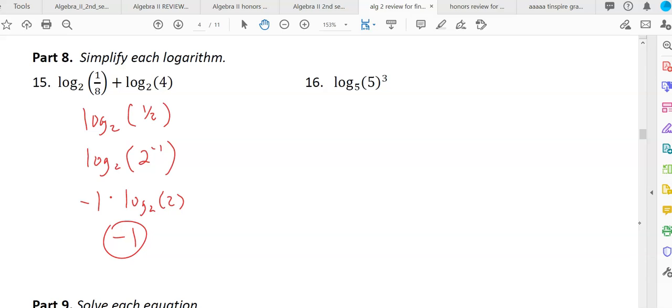There's different ways we could have done that, by the way. Same thing here. This should be in parentheses, by the way. So we can move that 3 out to the front. 3 times log base 5 of 5. 3 times 1 is 3. We have the answer.